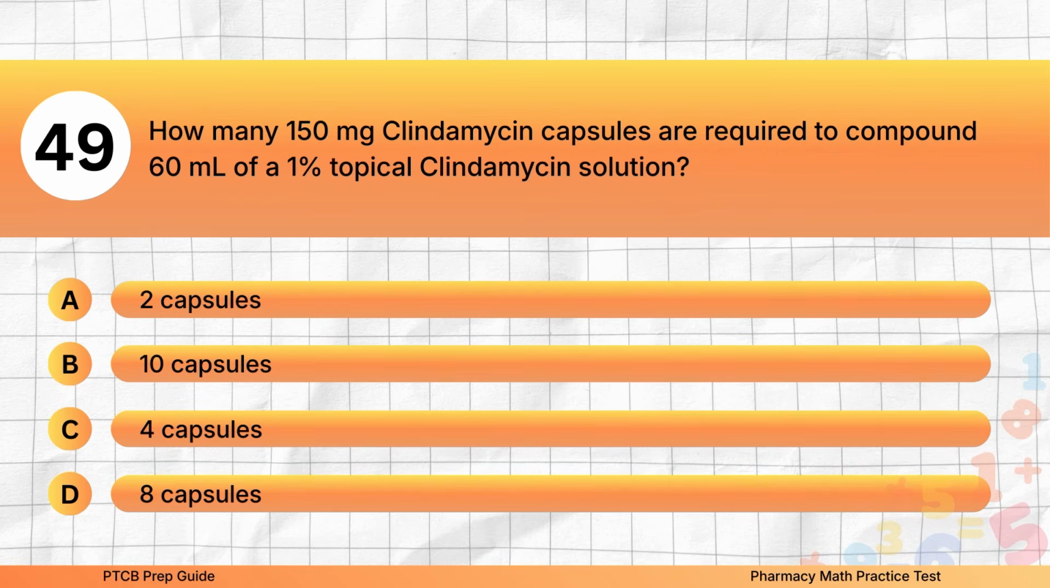Question 49 is another compounding question. How many 150 milligram clindamycin capsules are required to compound 60 milliliters of a 1% topical clindamycin solution? A, 2 capsules, B, 10 capsules, C, 4 capsules, or D, 8 capsules. Take a moment to figure out the total dose needed.